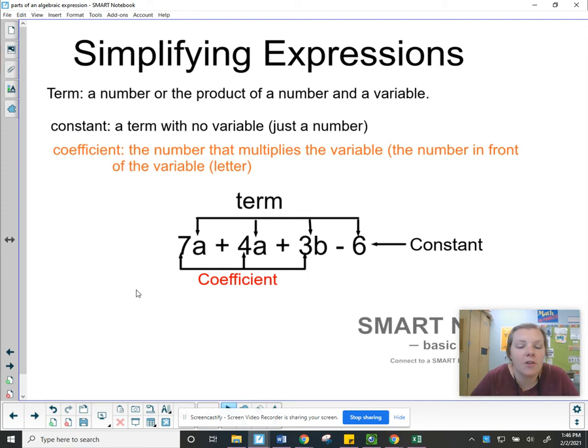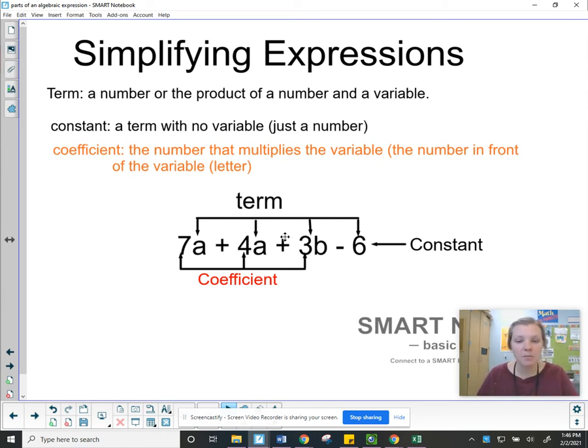The next vocabulary word is coefficient. So constant and coefficient are a little bit confusing because they're both the new words and they both start with a C. But we have to memorize what they mean. They're both a number. Constants, what we talked about before, are just a plain number. A coefficient is the number with the variable. It's the number that multiplies by the variable.